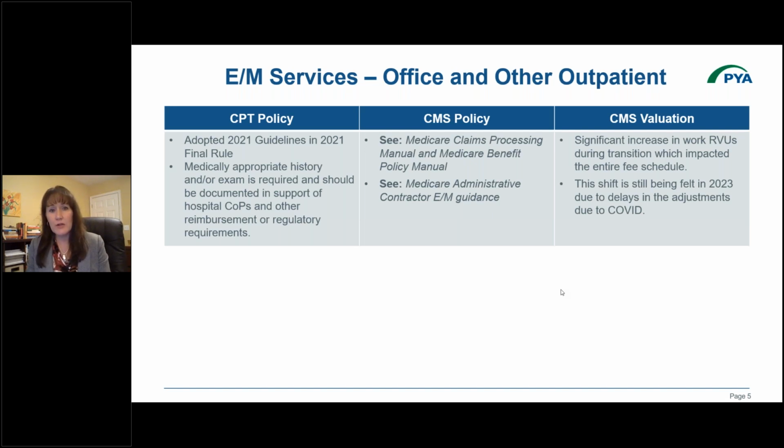CMS has included in their manuals, and MACs, the Medicare Administrative Contractors, have included on their websites, many of these policies already, and they are incorporated into the manuals. But watch for additional updates in 2023 as these are pulled in for these other services as well.